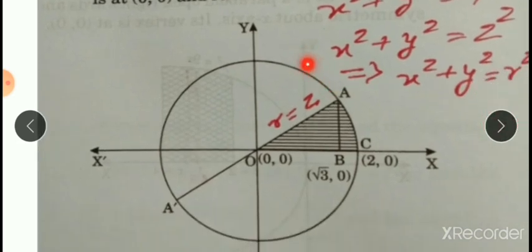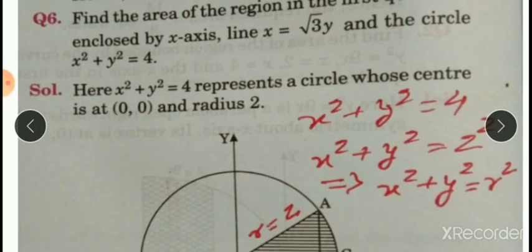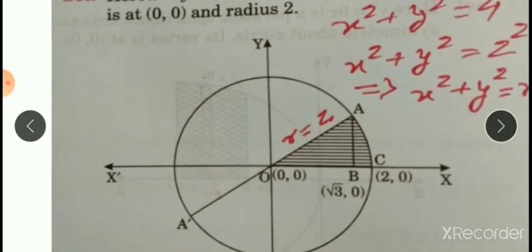This is the circle x square plus y square is equal to 4. And here is the line x equal to root 3y. This is the line x equal to root 3y.